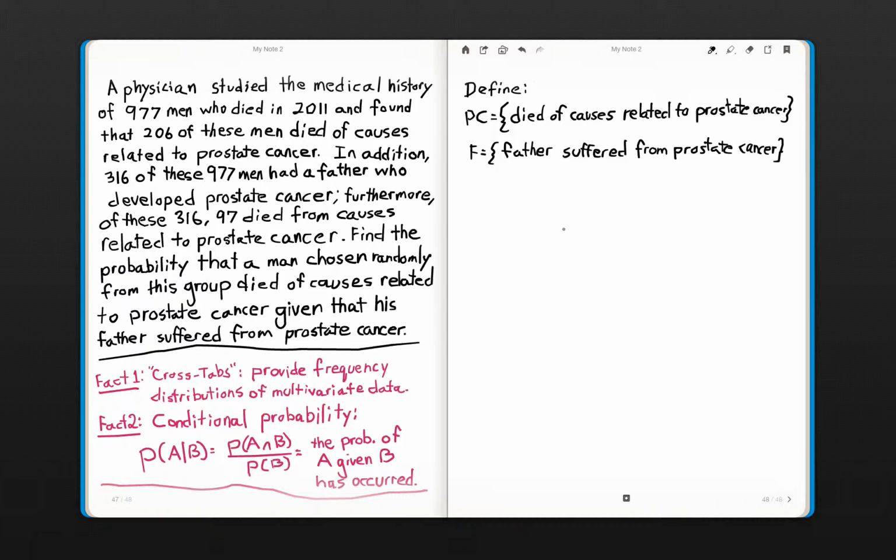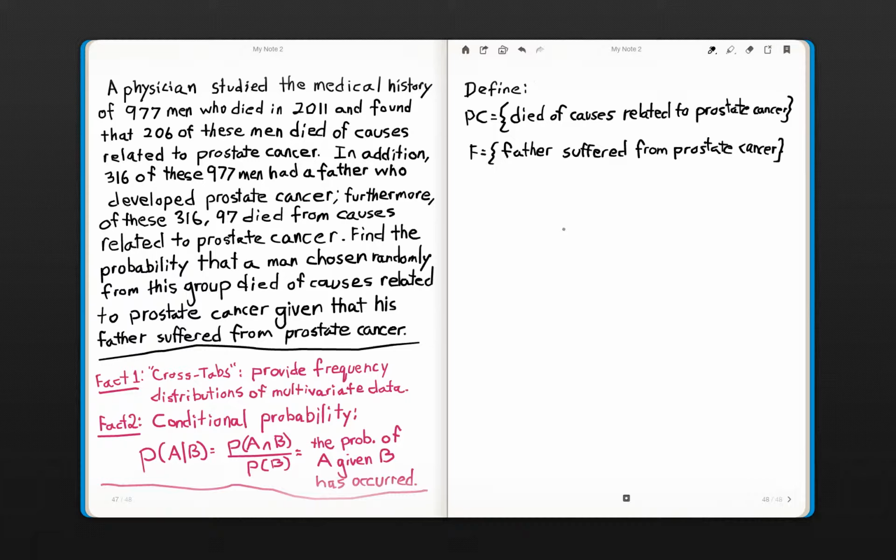We're looking at a bona fide actuarial type problem where a physician has studied the medical history of 977 men who died in 2011 and found that 206 of these men died of causes related to prostate cancer. In addition, 316 of these 977 men had a father who developed prostate cancer. Furthermore, of these 316, 97 died from causes related to prostate cancer.